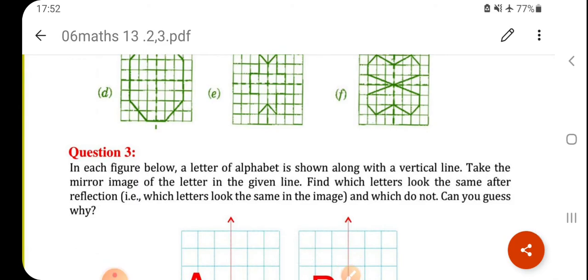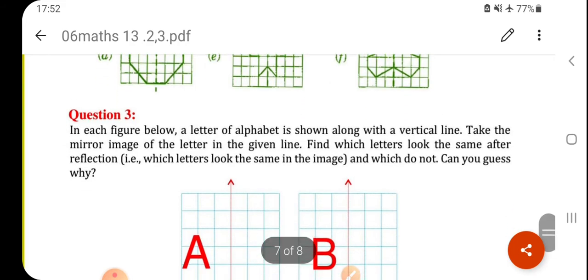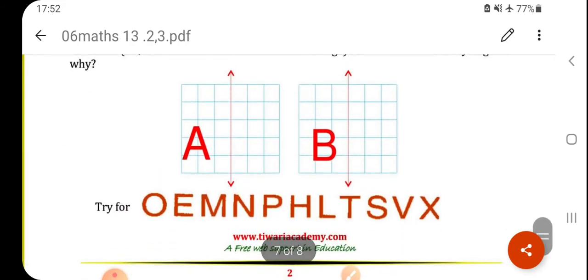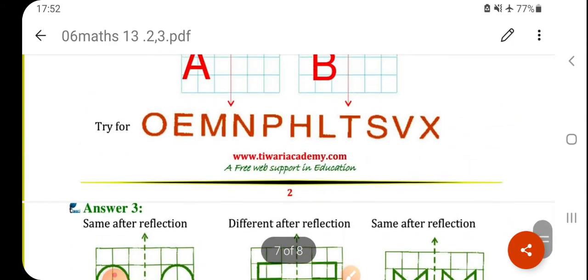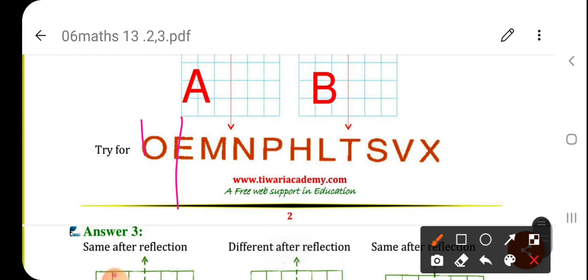Which letters look the same after reflection. Okay, it means you have to show whether the symmetry is possible or not. Vertical symmetry. So here the remaining letters are O, E, M, N, P, H, L, T, S, V, X. Let's see whether it is possible or not.